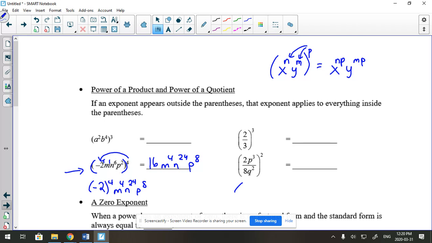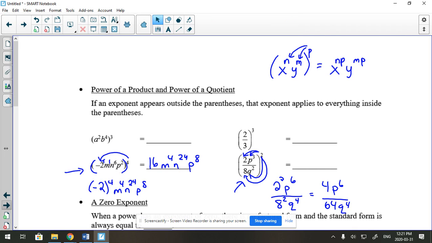Same thing with this one here. This exponent 2 applies to everything, including the numbers. Most common mistake: it'll apply to absolutely everything. So that's going to look like 2 squared p to the 6 over 8 squared q to the 4. Don't forget that. Some of you are going to forget it. I know what 2 squared is, it's 4. 8 squared is 64. And then remember, from simplifying rational expressions, looking at 4 over 64, I can simplify that just like a regular fraction, and it simplifies to 1 over 16. So my final answer is going to be this when it's simplified.